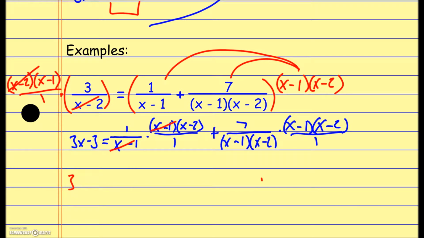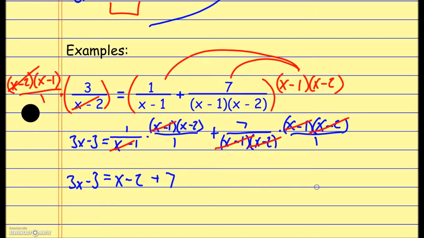So this side doesn't change. I want to stick with my blue. So I get a 3x minus 3. Over here, again, those x minus 1's cancel, so I'm left with x minus 2. Over here, the x minus 1's cancel, and the x minus 2's cancel. So the only thing I'm left with here is a 7, so I get a plus 7.